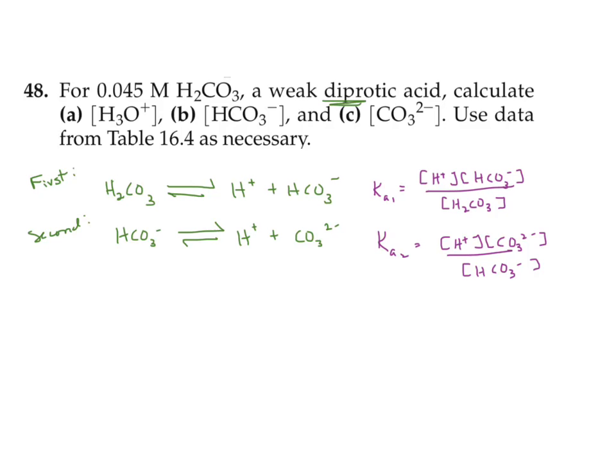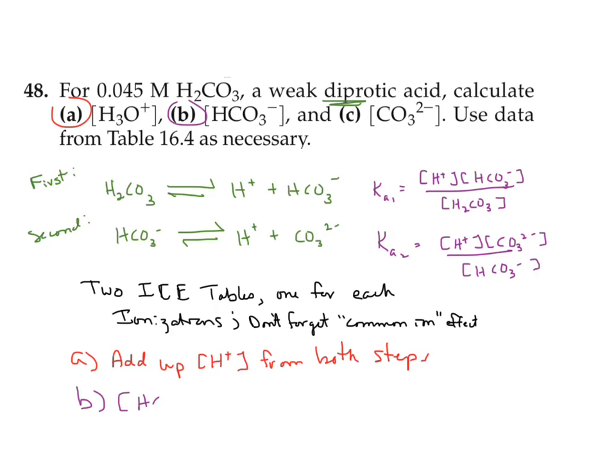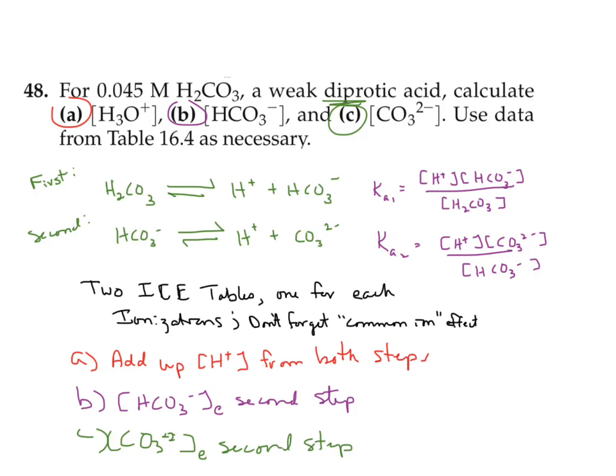So my suggestion is going to have some similarities to the sulfuric acid problem we did. I would suggest 2 ice tables, 1 for each ionization, first and second. Don't forget the common ion effect for your second ice table. And then to get the overall, kind of do what we did here, you're going to add up the hydrogen ions from both ionizations.